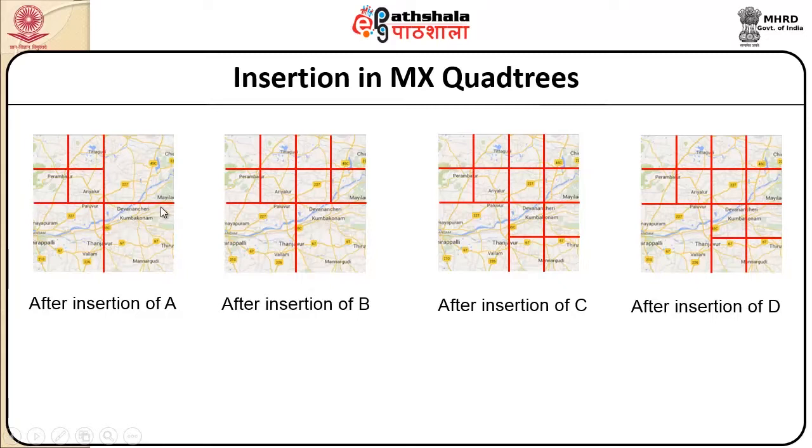initially there was a root node which is divided into northwest, northeast, southwest and southeast. Now, when I have inserted a point A which is split into 4 quadrants, after insertion of point B which was to the northeast of the root node, that has been divided into 4 quadrants. After insertion of point C, that is to the southeast of the actual root, and after insertion of D, that is again to the southeast of this node.